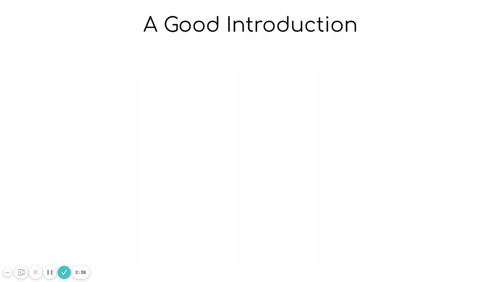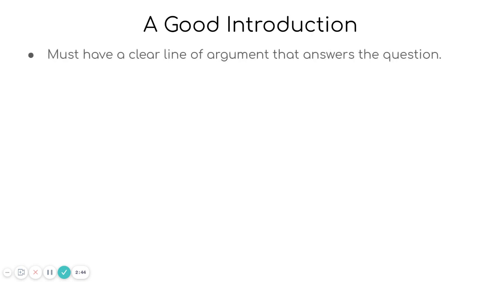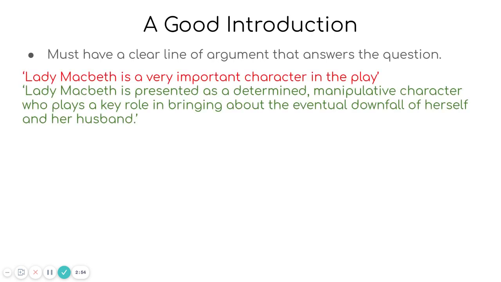Just some key tips on writing an introduction, because I know that this is something that a lot of you struggle with. First of all, you have to have a clear line of argument. That is the purpose of an introduction. You are introducing to your reader, this is what my argument is about this character. Therefore, saying something vague like Lady Macbeth is an important character in the play, that's not good enough. You're not telling me how she is presented, what kind of character she is, what role she plays. You're just telling me that she's important. Well, I already knew that, because we wouldn't be asking you a question on her if she wasn't important. So avoid vague statements like that.